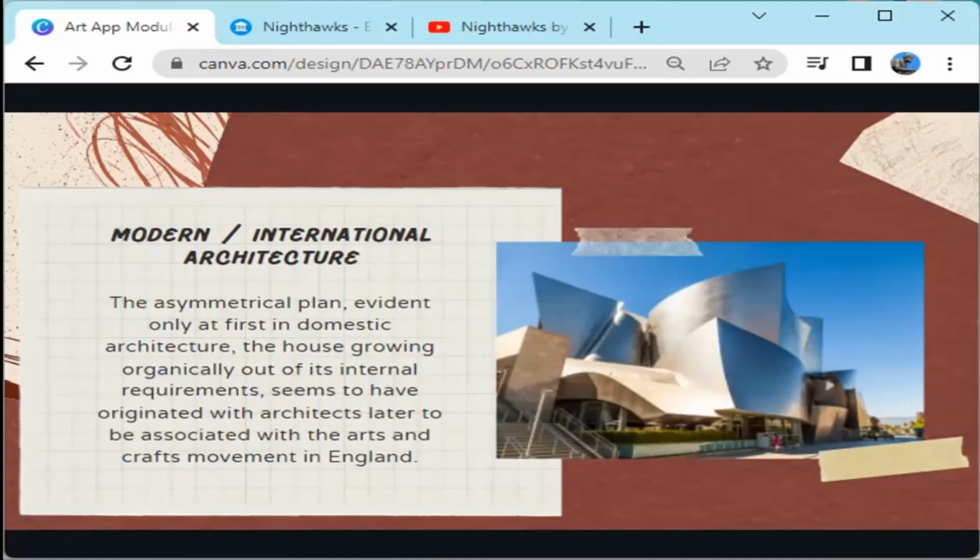So this can be associated with the arts and crafts movement in England, and eventually everyone had their own interpretation of it. And in the Philippines, we see that as well in most of the contemporary buildings in our business districts.